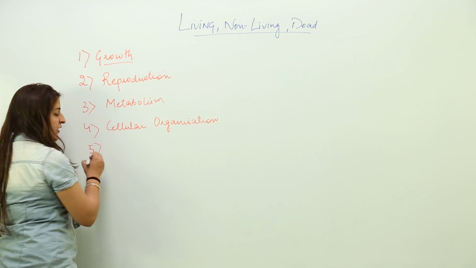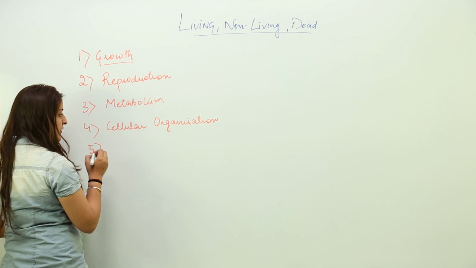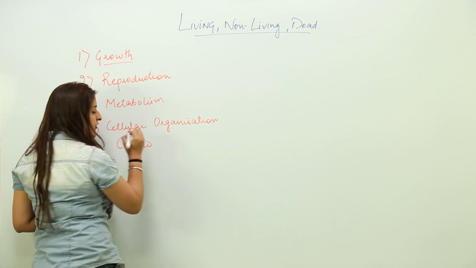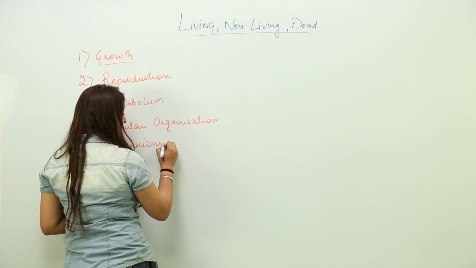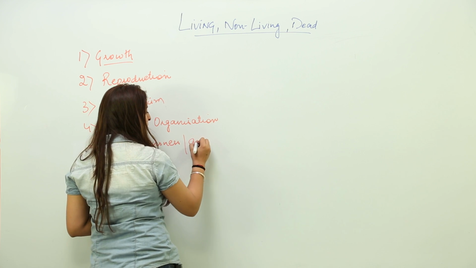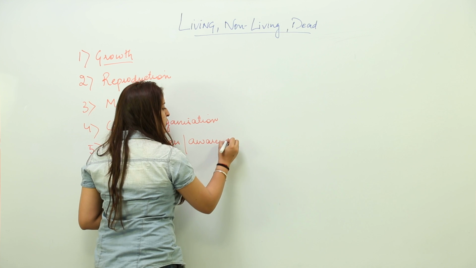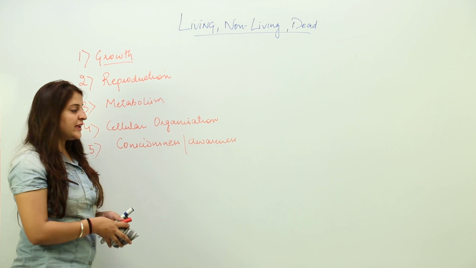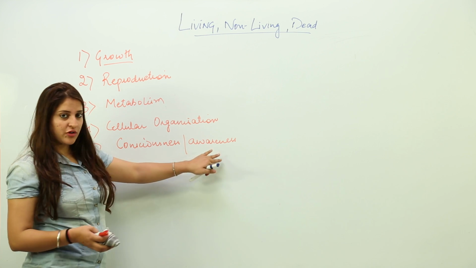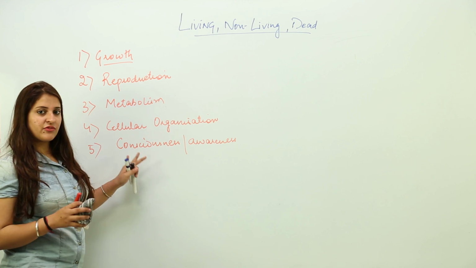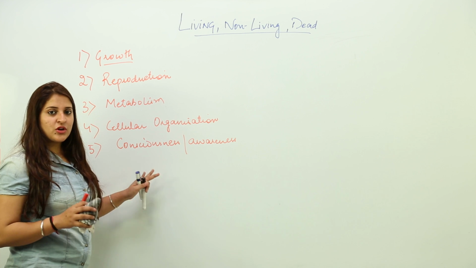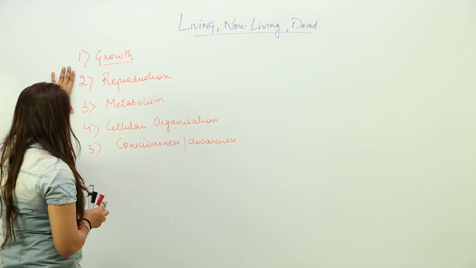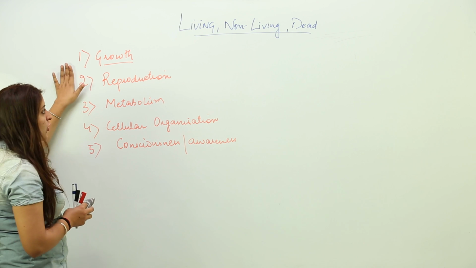The last characteristic feature that a living thing must possess is consciousness. We also call consciousness awareness. Consciousness means awareness of the surrounding environment. When any individual is aware of what is happening in the environment, he is known to be conscious or aware. This is one of the characteristic features that a living thing has, but a non-living thing is not aware of what is happening in the environment. So these are the 5 main features of a living organism.